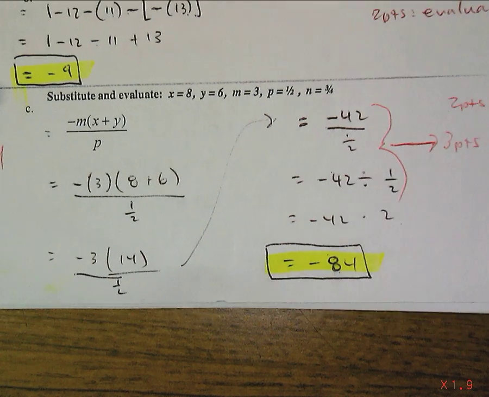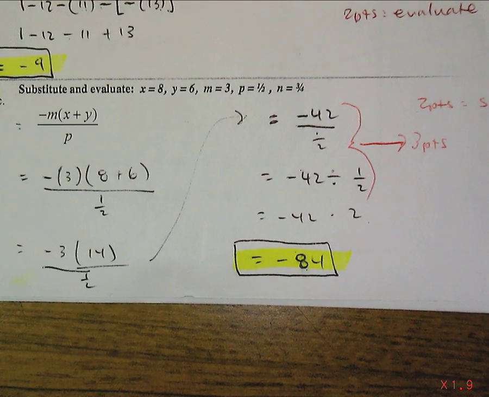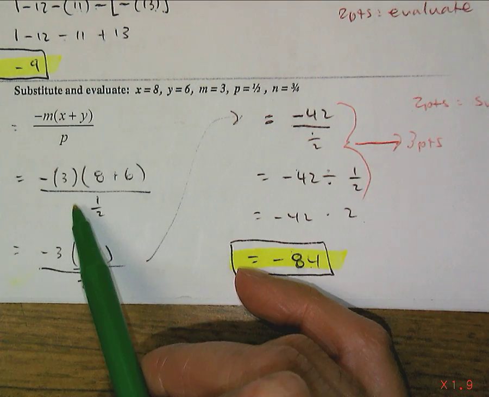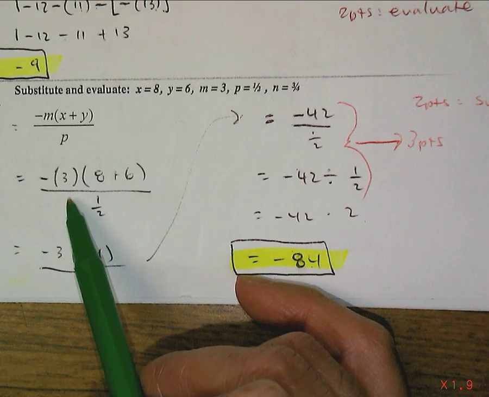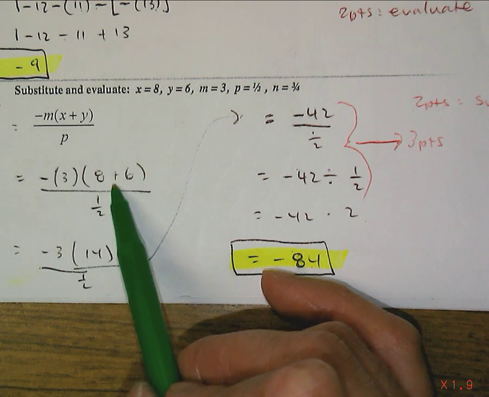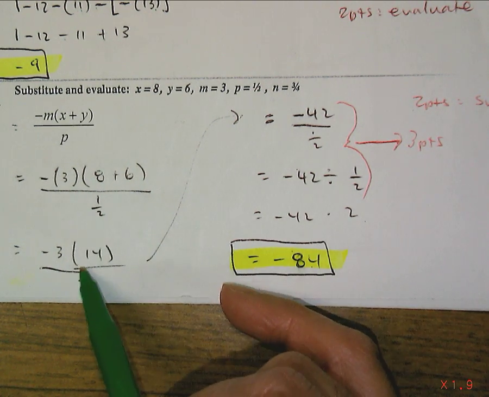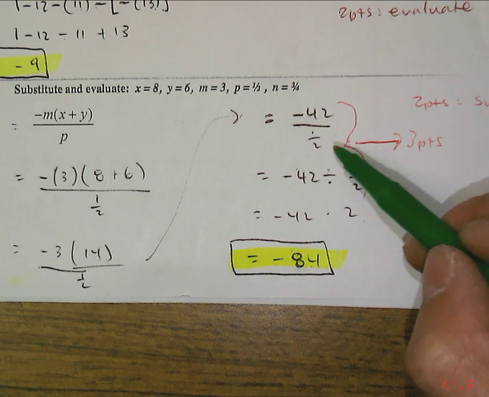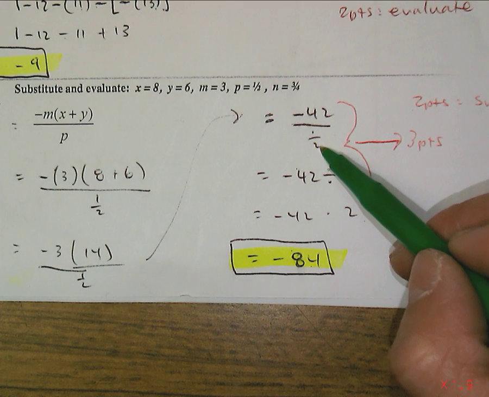For 3C, you're asked to evaluate. So the first thing you need to do is do your substitutions. Here are your substitutions. If you get this far, I give you 2 points. I'm going to do what's in parentheses first. It gives me 14. Negative 3 times 14 gives me negative 42. And I still have this half. Try to leave that half as a fraction. I'm going to write it sideways.